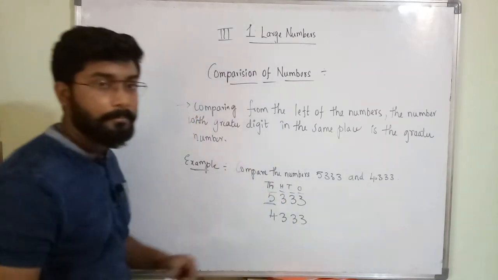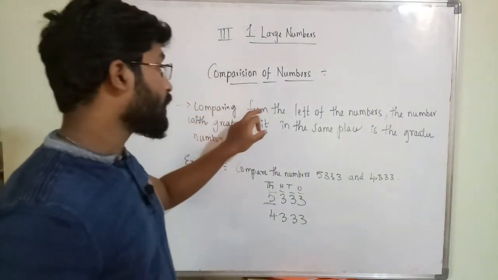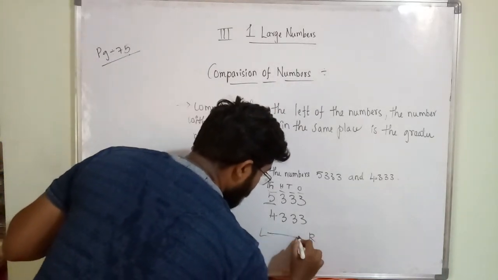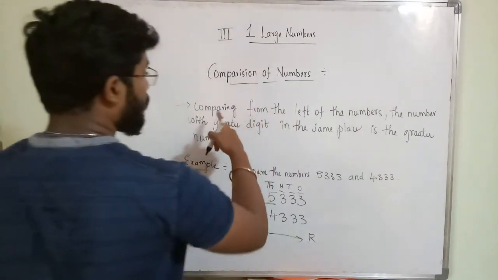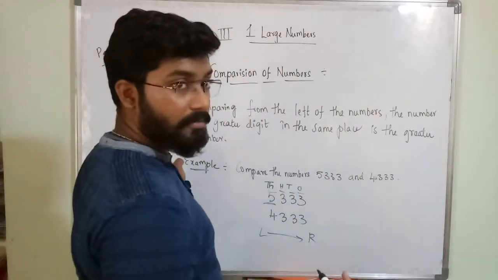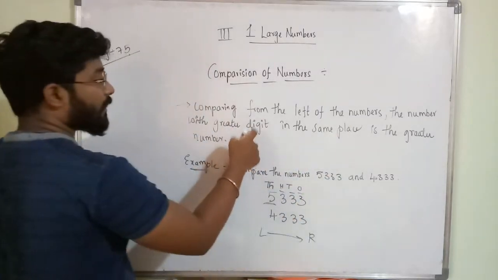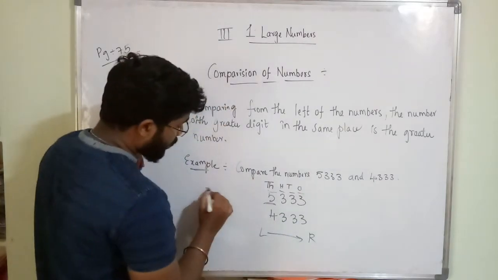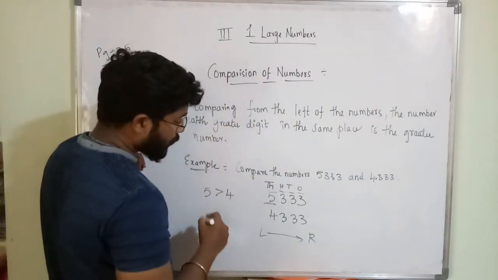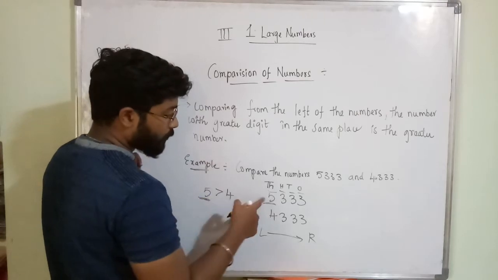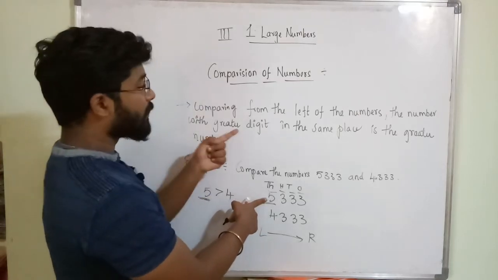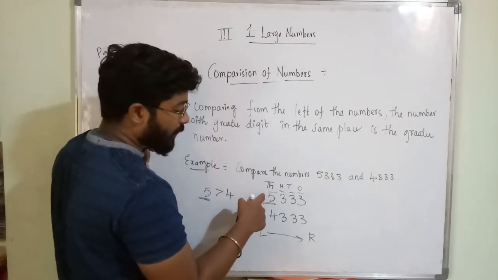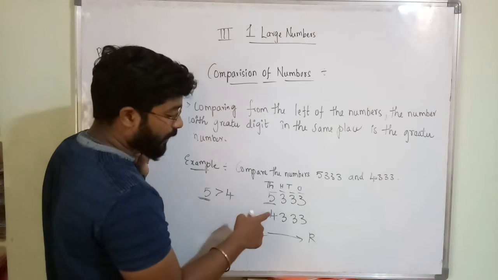So what he is saying is to compare from left to right. Left means this side, right means this side. Comparing from the left of the numbers, the number with the greater digit in the same place is greater. So 5 is greater than 4. Both numbers are in the thousands place, but between 5 and 4, the greater digit is 5.